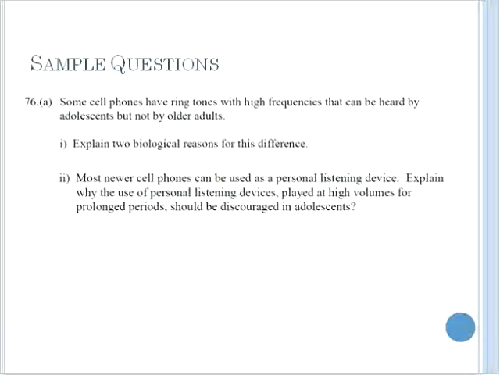The second one is a constructive response question from a past public exam. It asks, some cell phones have ringtones of high frequency that can be heard by adolescents and not by older adults. You're asked to explain two biological reasons for this difference. And a supplementary question to this is, most newer cell phones can be used as personal listening devices. Explain why the use of personal listening devices played at high volumes for prolonged periods should be discouraged in adolescents.